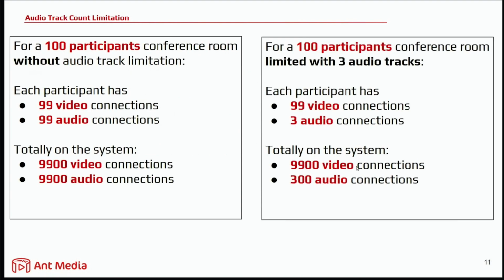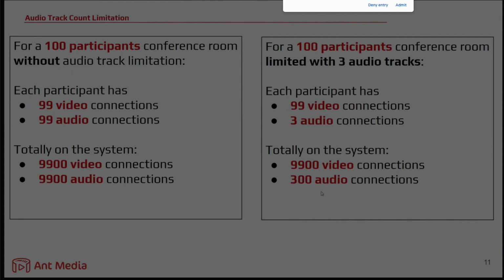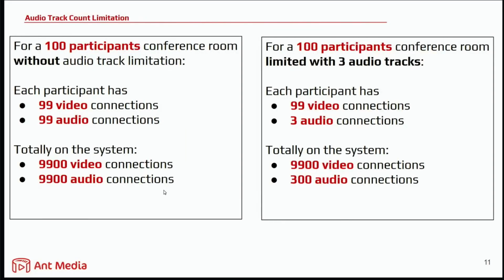With this optimization, let's check the result. This is the previous example, and this is the example with the optimization. Let's assume we set 3 as the audio track count limit. In that case, each participant will have 3 audio connections instead of 99 audio connections, and this generates 300 audio connections totally on the stream instead of 9900. So there is a great decrease here.